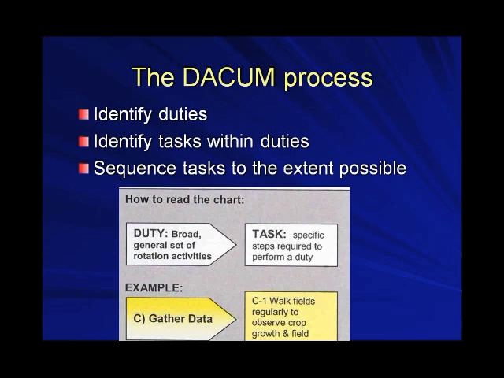So the way the DACUM process works is you identify a series of, quote, duties, large processes that, in this case, a farmer would do to plan crop rotations, and then a series of tasks within them. An example of a duty would be gathering data. This is one of the things the farmers identified as something they do as part of their crop rotation planning process. And then one of the tasks within the category of gathering data is to walk fields regularly to observe crop growth and field conditions.